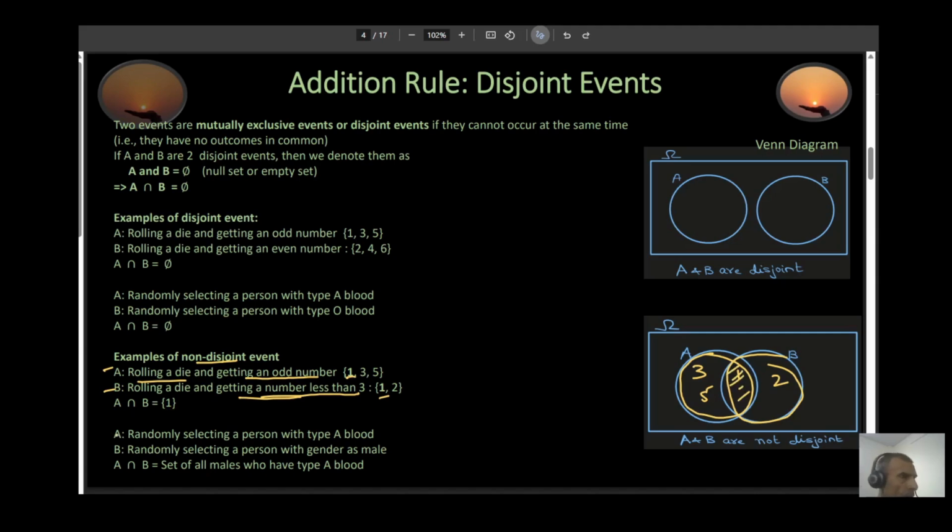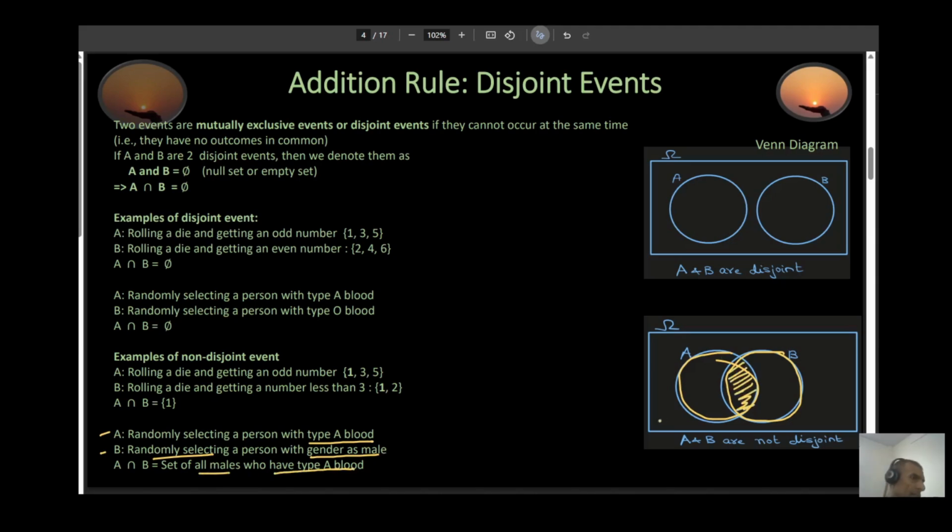In this example, you're randomly selecting a person with type A blood. So these are people with type A blood. And then you have B, randomly selecting a person whose gender is male. And these are the people whose gender is male. And you can see that in this case, your A intersection B is going to be the set of all males who have type A blood. So this would be these people right here, a finite set.